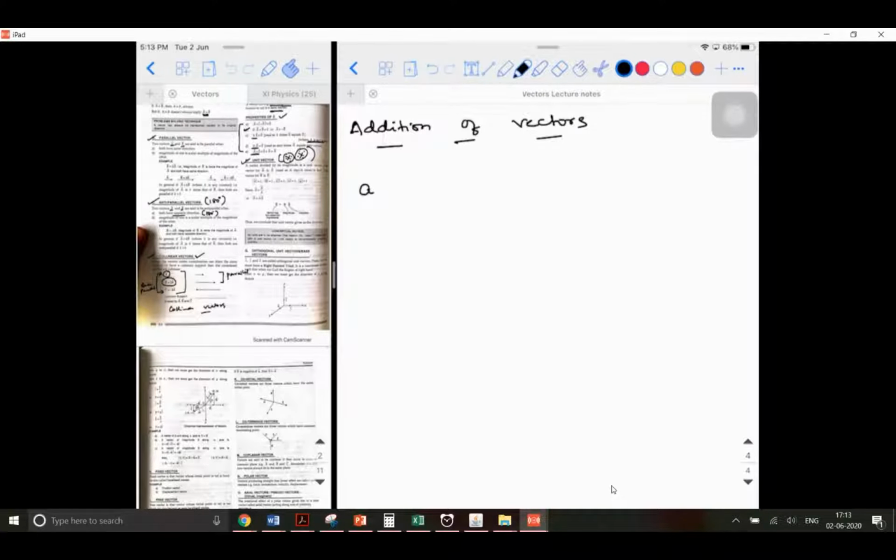Suppose I have a vector a equal to i cap plus j cap plus k cap, and b vector equal to i cap plus j cap minus k cap. If I ask you a question, what is a vector plus b vector? What do you think the answer will be? 2i cap plus 2j cap. And what will happen to k cap? It gets cancelled.